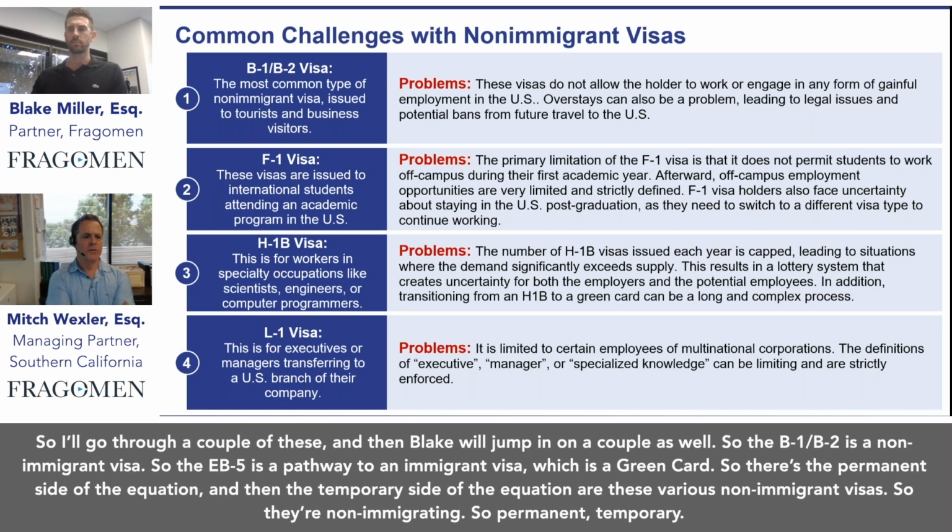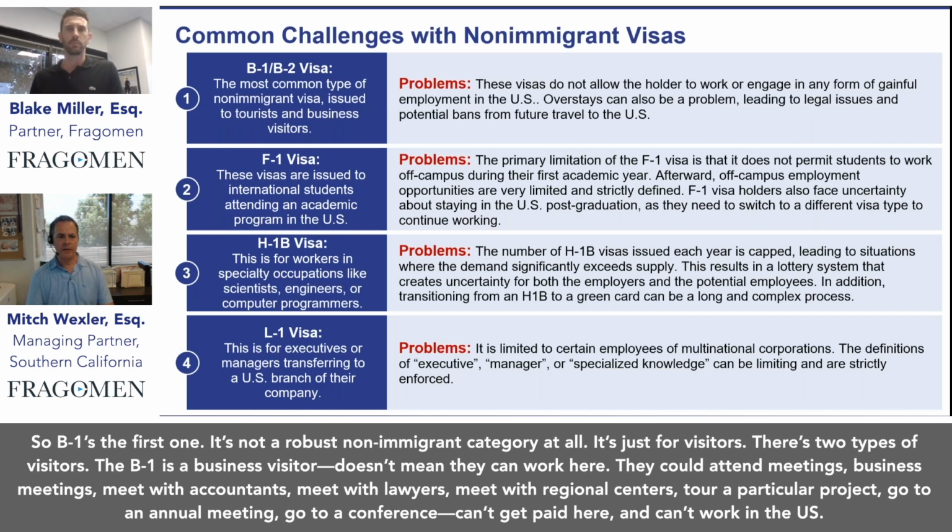I'll go through a couple of these, and then Blake will jump in on a couple as well. The B1, B2 is a non-immigrant visa. EB-5 is a pathway to an immigrant visa, which is a green card. So there's the permanent side of the equation, and then the temporary side is these various non-immigrant visas. They're not immigrating. So, permanent, temporary. B1's the first one. It's not a robust non-immigrant category at all. It's just for visitors. There are two types of visitors.